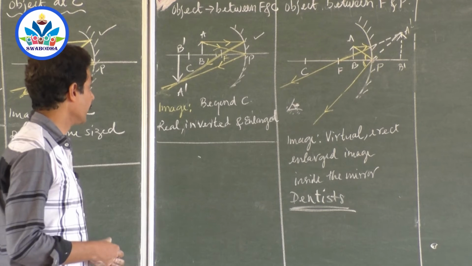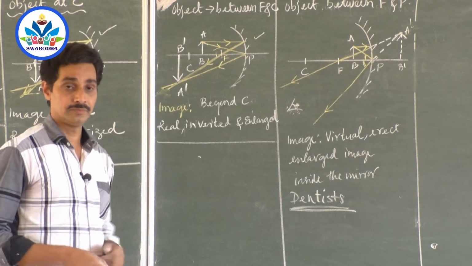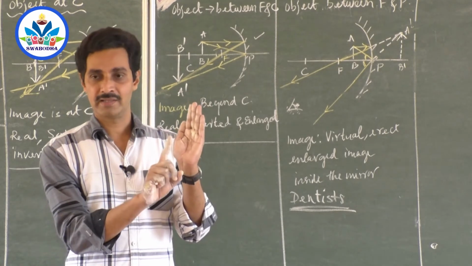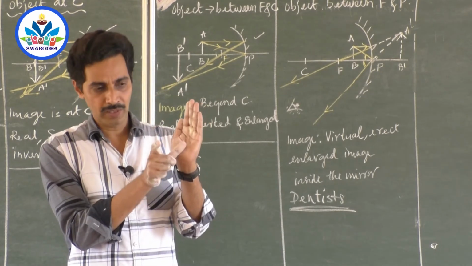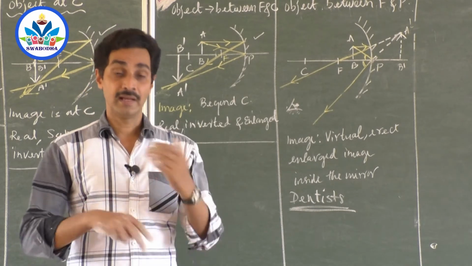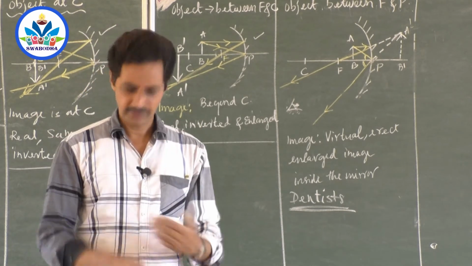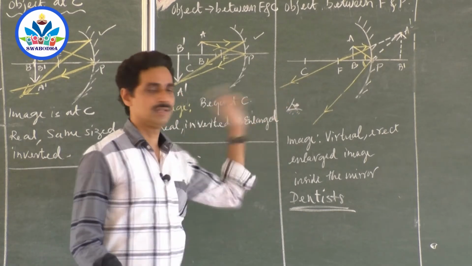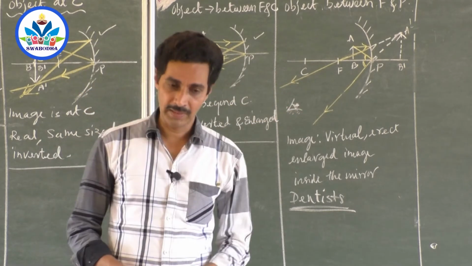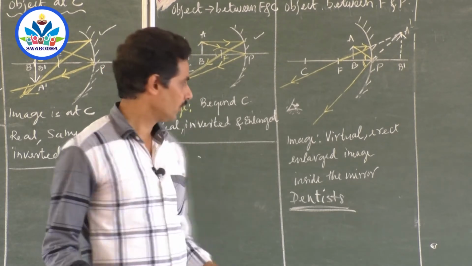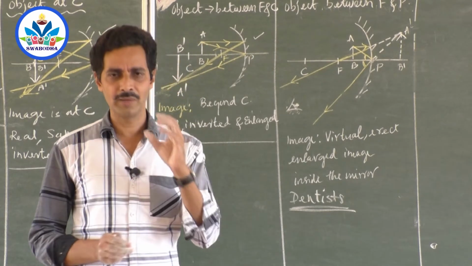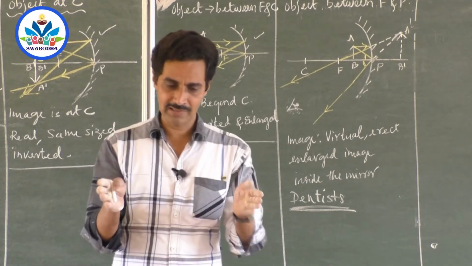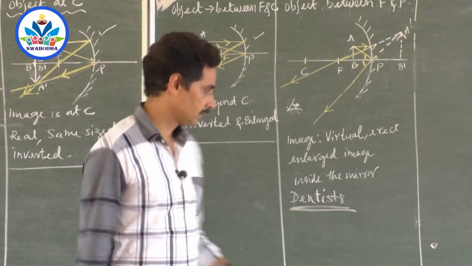Okay. Then the last one, a very important one, the dentist mirror. When the object is within the focus, in front of the mirror, that means between pole and focus, an erect, enlarged image is formed within the mirror. It is a virtual image, and that's why it is used by dentists. So everything is squeezed into a small package, and in most of the cases you can club two cases, one the reverse of the other, so that it becomes easier.